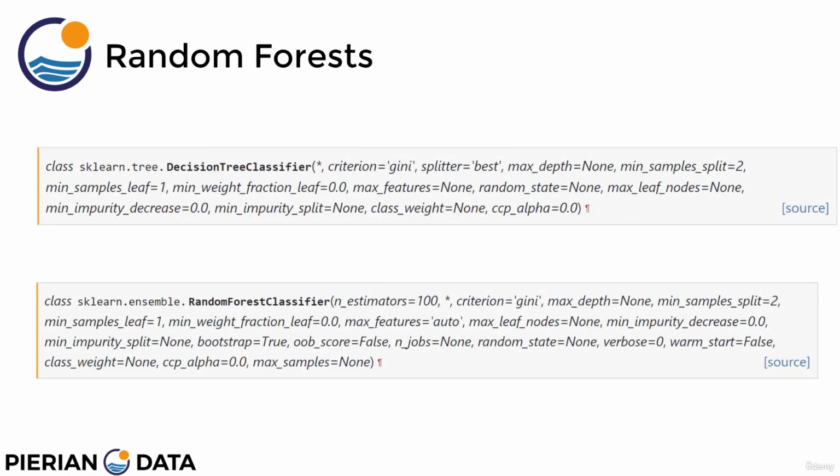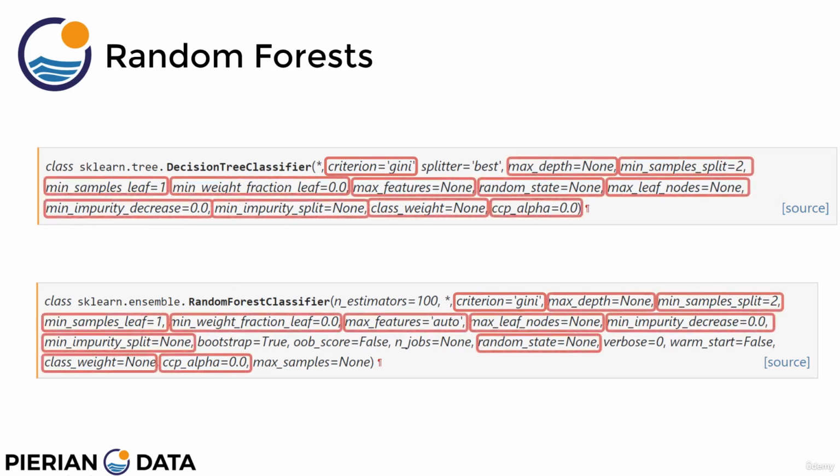One of my favorite ways to do this is to actually directly compare the class calls in scikit-learn for a decision tree classifier versus a random forest classifier. For example, if we take a look at the criterion argument passed to both classes, you'll notice that we have to specify whether we're using Gini impurity or entropy for the information splitting criterion for both a decision tree classifier and a random forest classifier. In fact, if you take a very close look, you'll notice the vast majority of all these arguments passed to the classes are shared between a decision tree classifier and a random forest classifier.